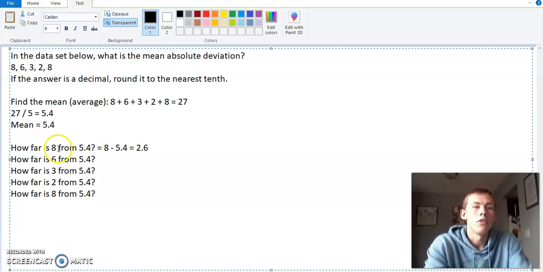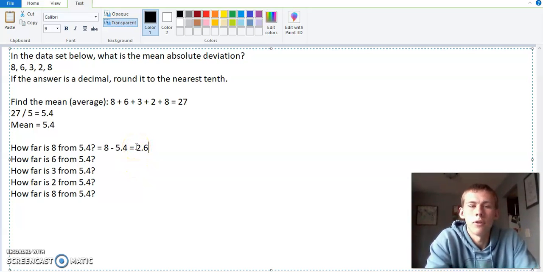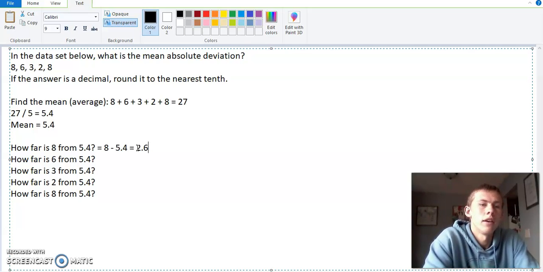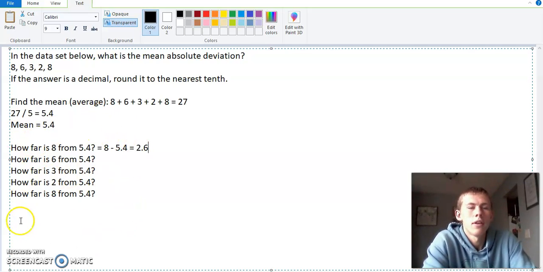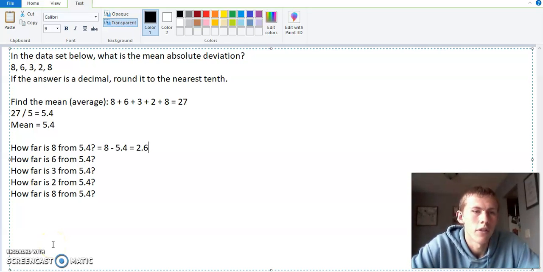Okay, so you need to find out how far each of these numbers is from 5.4. And remember, in this case I got a positive answer, but if you get a negative answer, you need to make it positive. Okay, so just take away the negatives. Go ahead and pause the video, try these out right here, and then I'll do it on the screen.